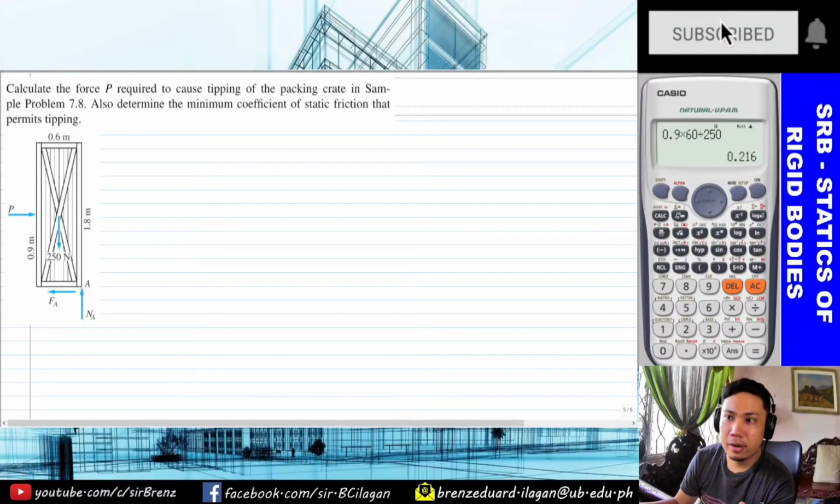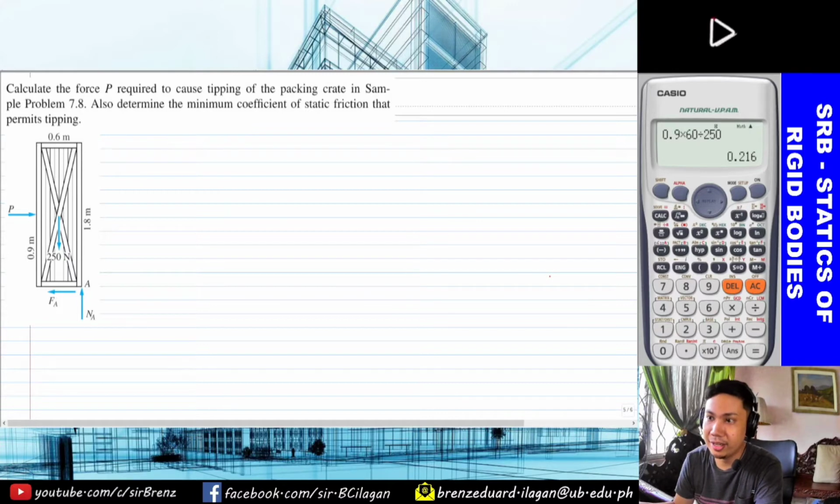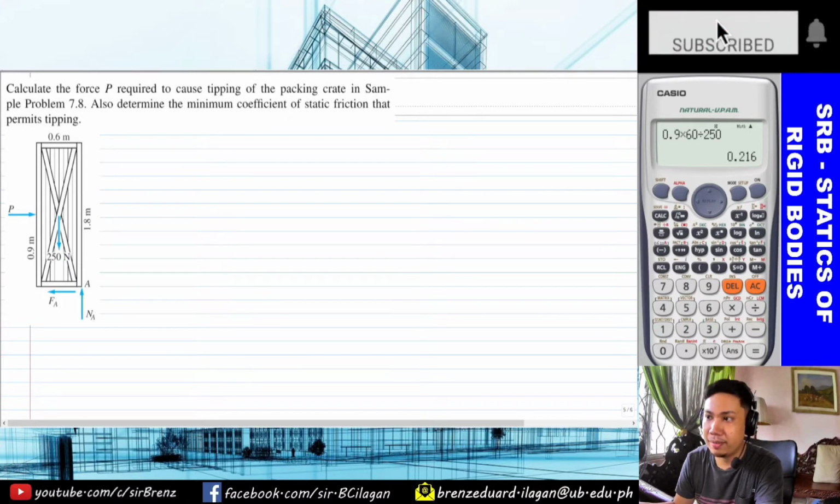Alright, so for our second problem, it looks like the previous one. So, let's read it again, guys. Calculate the force P required to cause tipping. It is already specified there that the crate will tip, the packing crate in sample problem 7.8, or the previous problem. So it has the same properties.